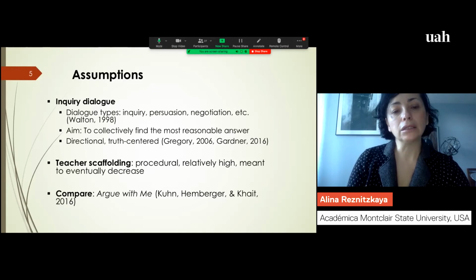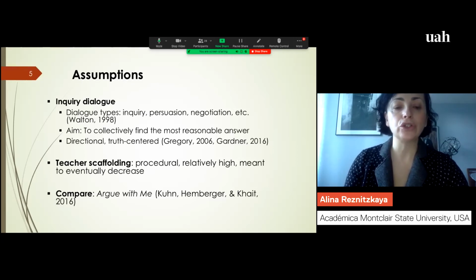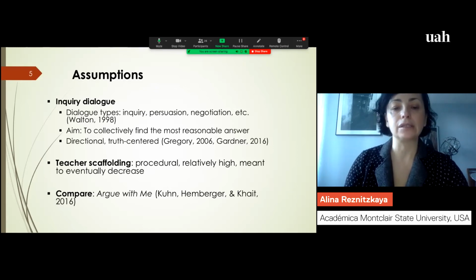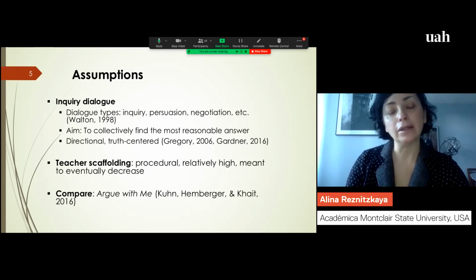The type of dialogue that Kuhn and colleagues are promoting in their pedagogical approach is persuasion. So they focus on debates where students are set up to discuss controversial issues. They're supplied with a lot of materials where they can get reasons and evidence on both sides. I mean, it's a completely different model.